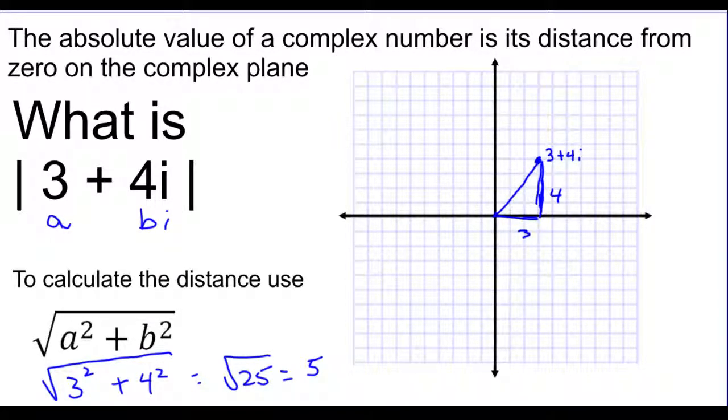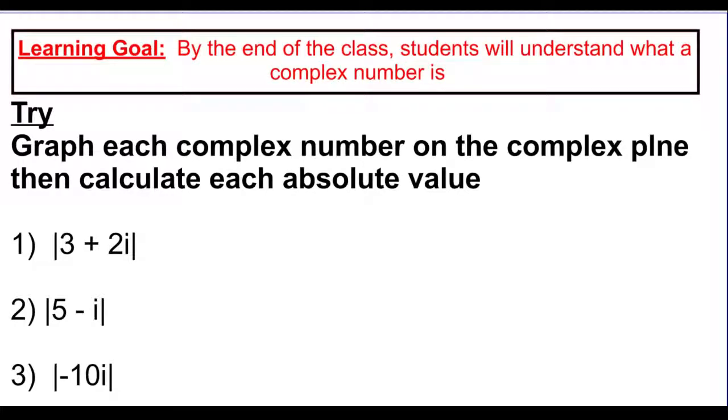Okay, so here are 3 problems for you to try. Graph them to get some practice with graphing, and also after you graph them, figure out how far they are from the origin. What is the absolute value of each of them? And that's using the formula that I just gave you, the square root of a squared plus b squared.